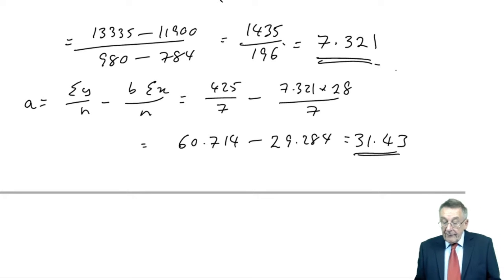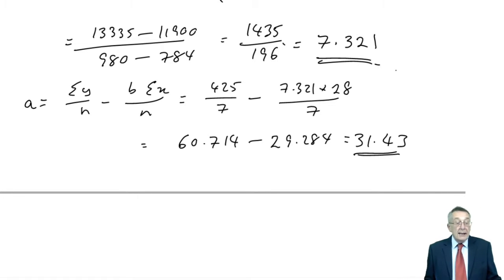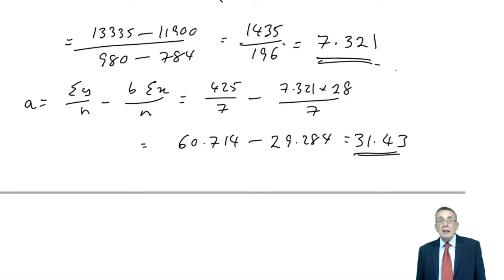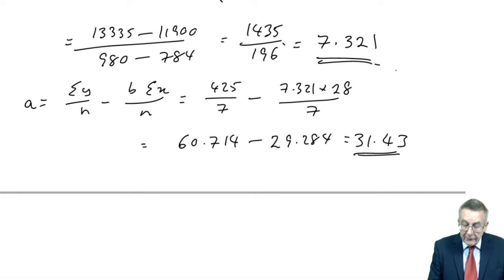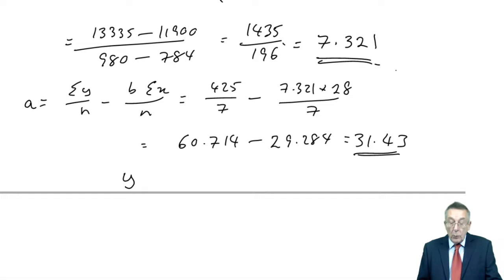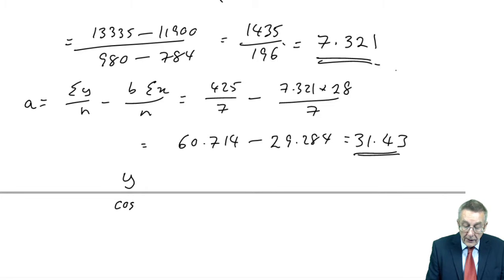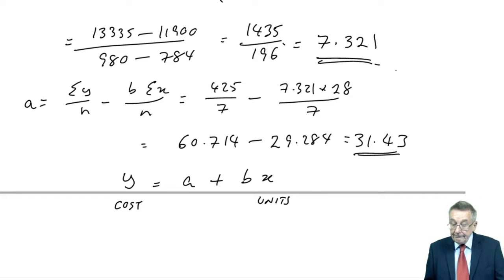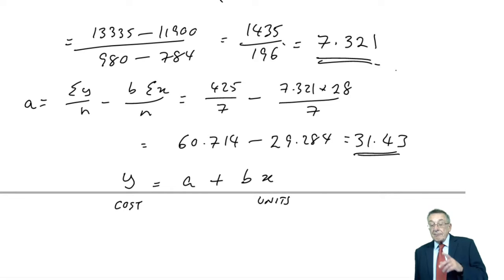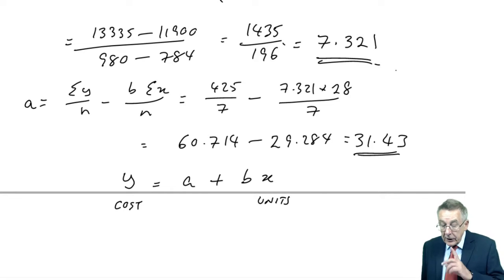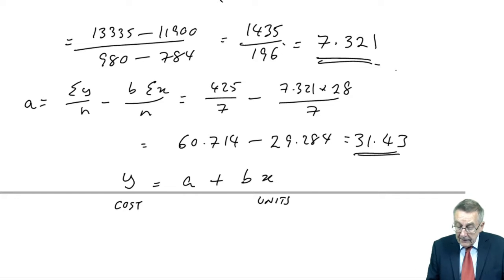All right, so that's just calculator work, clearly. The question of speed. One thing here, though, to be very, very careful of, you see, we're after a formula, y, when y is the cost, equal to a plus bx, where x is the units. Now, I've got to be careful. You can write it now in two ways.